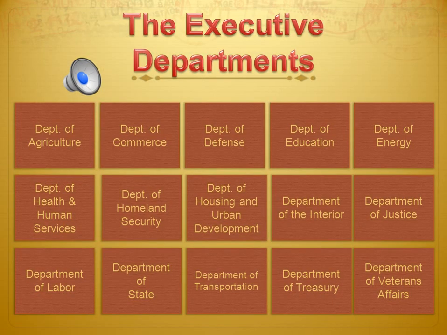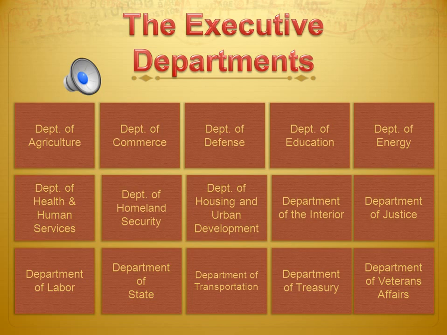Okay, so these are the 15 executive departments. The President has a group of advisors called the Cabinet, and the Cabinet is made up of all of these departments. So the President appoints the Cabinet members, but Congress must approve the members before they can serve. The heads of the executive departments are called the secretaries. So you might have heard, for instance, the Secretary of State. Except for the head of the Justice Department, he's called, or she's called, the Attorney General.